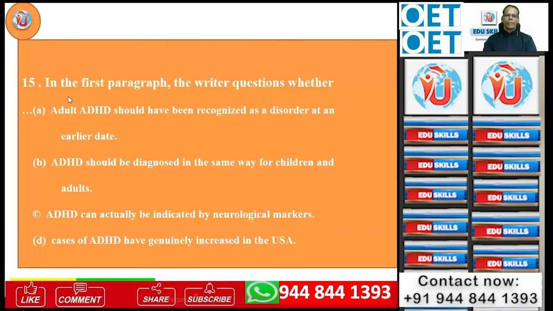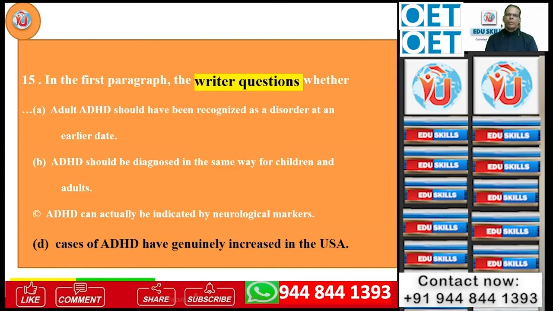This is the first question. Can somebody read for me? First paragraph, the writer questions whether adult ADHD should have been recognized as a disorder at an earlier age. ADHD should be diagnosed in some way for children and adults. This can actually be indicated by neurological markers. Cases of ADHD have genuinely increased in the USA.